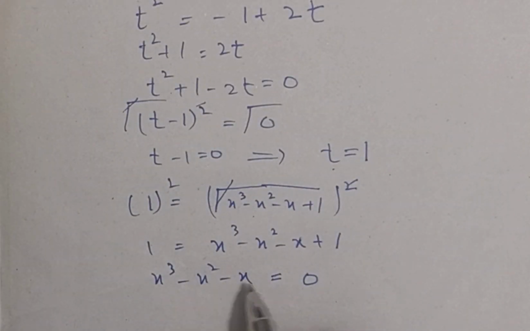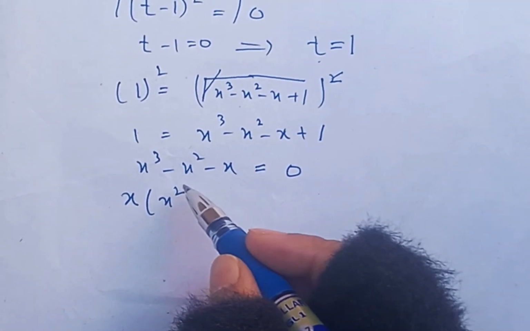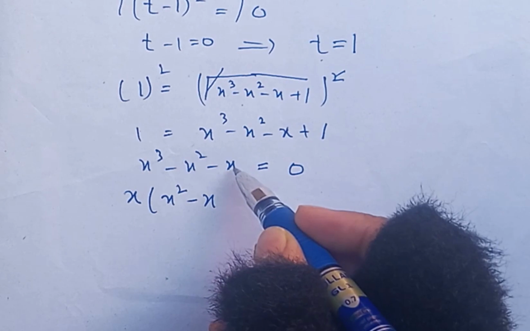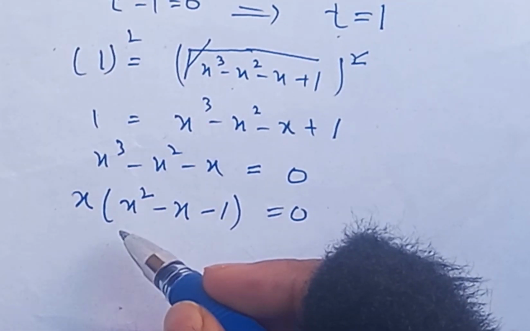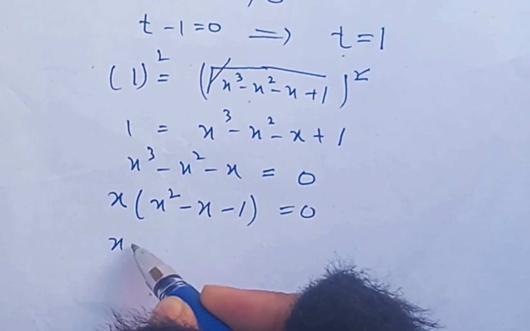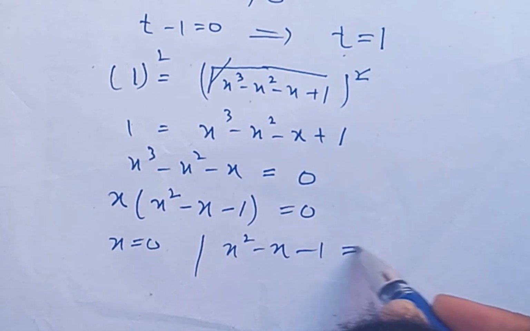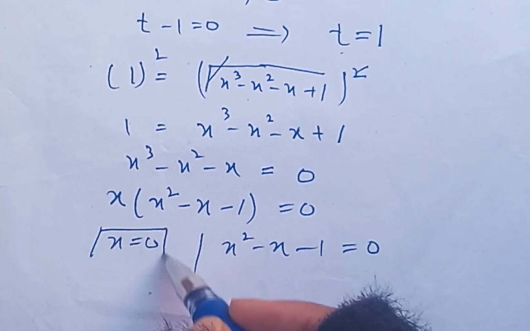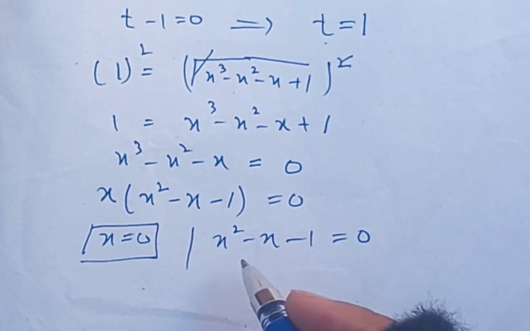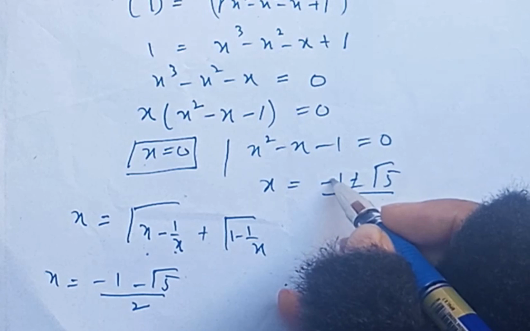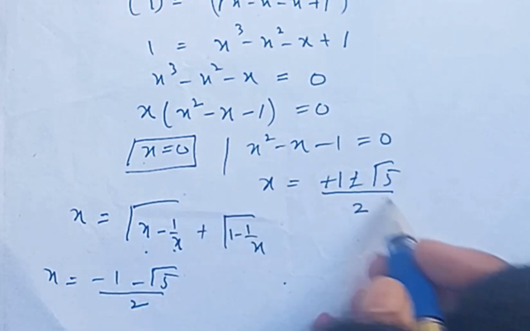Now x is involved in all the terms, so we factor it out. This will become x, and this will become x² minus x minus 1, equal to 0. So this implies one of them must be equal to 0. So x is equal to 0, or x² minus x minus 1 is equal to 0. So one value of x is 0, and this is a very famous quadratic equation, and the result of this equation is the golden ratio, and x is equal to (1 plus or minus square root of 5) over 2. Now we verify all these three answers.